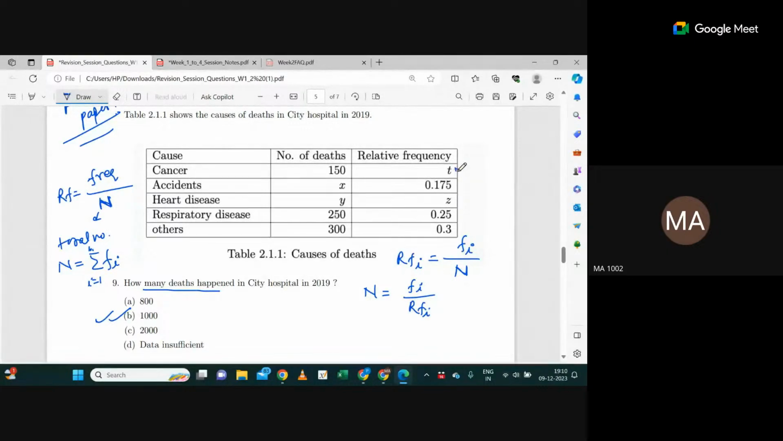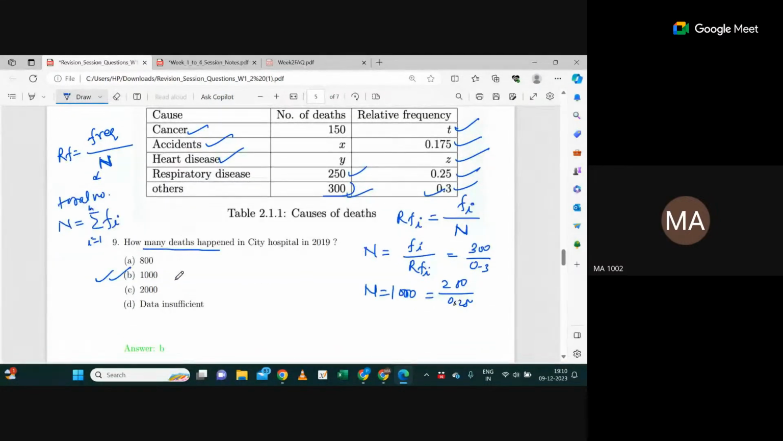Here i means any row, whether cancer, accident, heart disease, any kind of thing. So I can find it with any one. Frequency is given to me, relative frequency is given to me, and I have to find the total number. 300 divided by 0.3 is how much? 1000, right? You can find this 1000 from here itself. 250 divided by 0.25 is again 1000. So 1000 is the total number of observations, or total number of deaths that happened in the city. Is this clear?